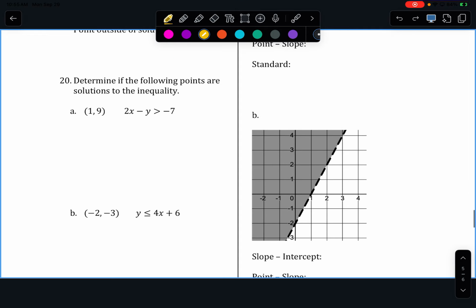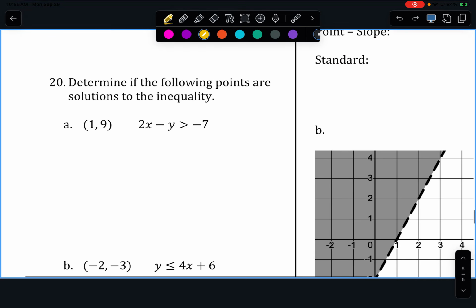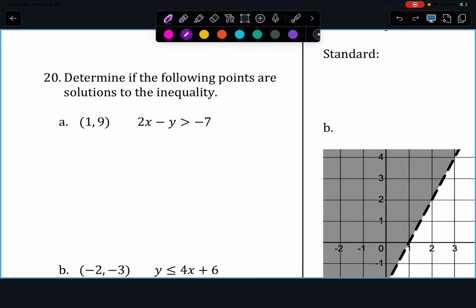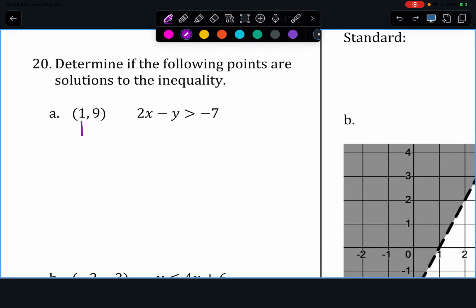All right, number 20, determine if the following points are solutions or not. I noticed when some of y'all were taking the quiz, you were trying to graph these and find the solution region. Guys, don't do that. If a graph is not provided, then the intention is not for you to graph it. The intention is for you to plug in a 1 for the x and a 9 for the y, and see if it's a true statement or not. That is the intention for this problem.